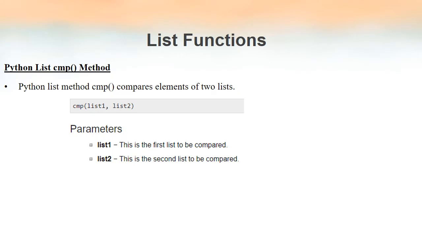The first method to consider is the cmp method. It is a short form for comparison or compare. This method is actually used for comparing two lists. And the syntax of the cmp method is like this: cmp, and we have to pass the two lists that we have to compare. So list1 is the first list that we have to compare and list2 is the second list that we have to compare. Whenever we have to compare two lists, we can make use of the cmp method.